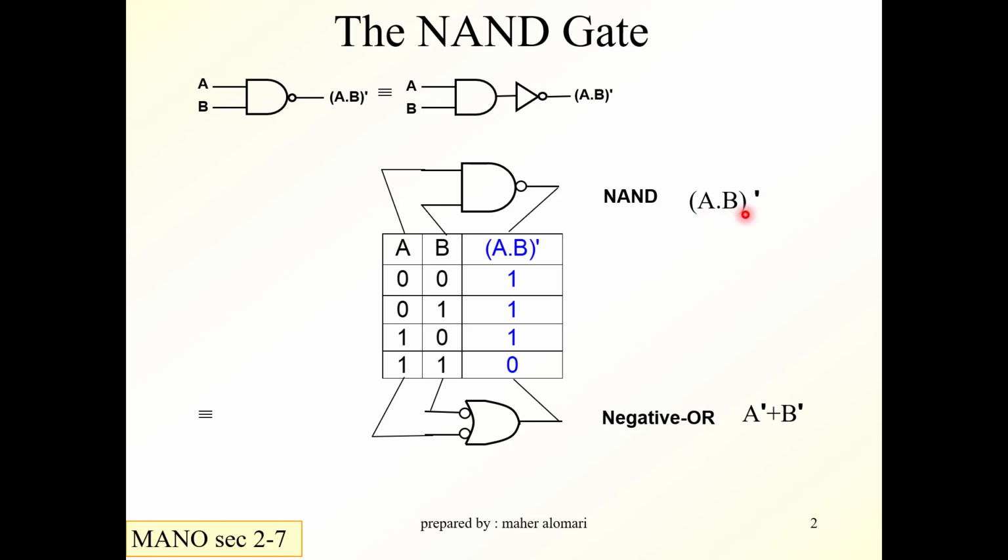Actually, if we apply De Morgan's theorem, this is equal to A bar ORed with B bar. So another symbol for the NAND gate is the negative OR. It's an OR gate between the two negative variables, A bar and B bar. So this is the NAND gate, and this is the truth table for the NAND gate. It's the complement of the AND.